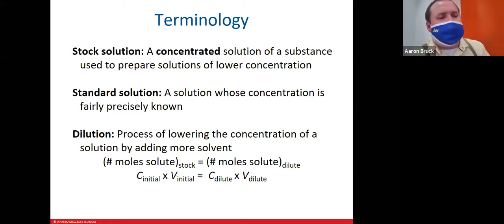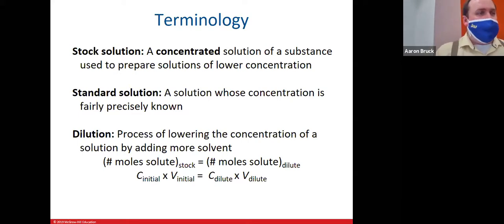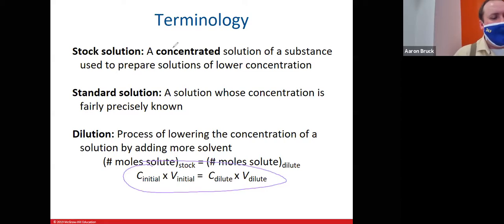The process of dilution is that process of lowering the concentration of the stock solution by adding more solvent. It works on the premise that the number of particles of solute in my stock solution is going to be equal to the number of particles of solute in my dilute solution. And so the form of the equation that we can use to calculate these changes is this. Now, you might see this equation rewritten in a number of different ways. C1V1 = C2V2 is a common one.